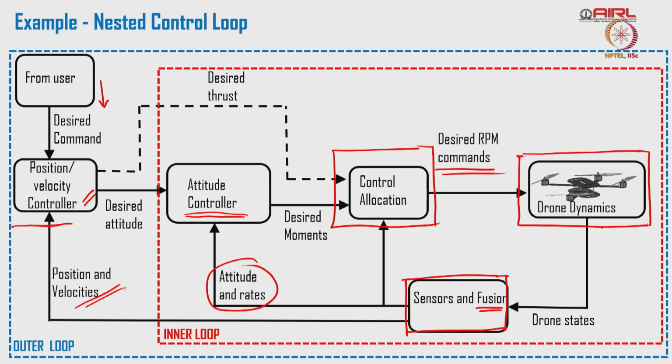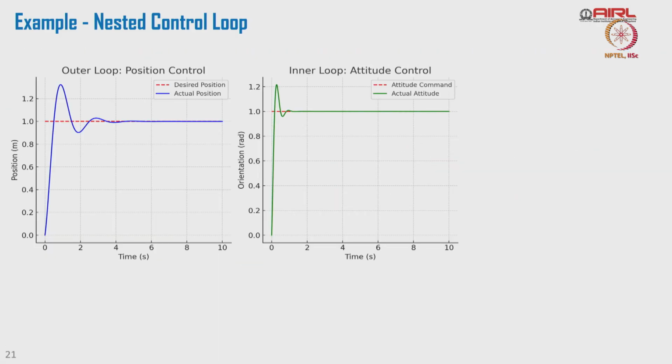Inner loop is for attitude and sometimes rate controls, outer loops are for position and velocity controls, and what we see here is that the outer loop works slowly while the inner loop works in a much faster manner. This is just an example of inner loop attitude control and outer loop position control. What is happening here? We can see that the inner loop control system is working much faster than the outer loop. How can we tell this?